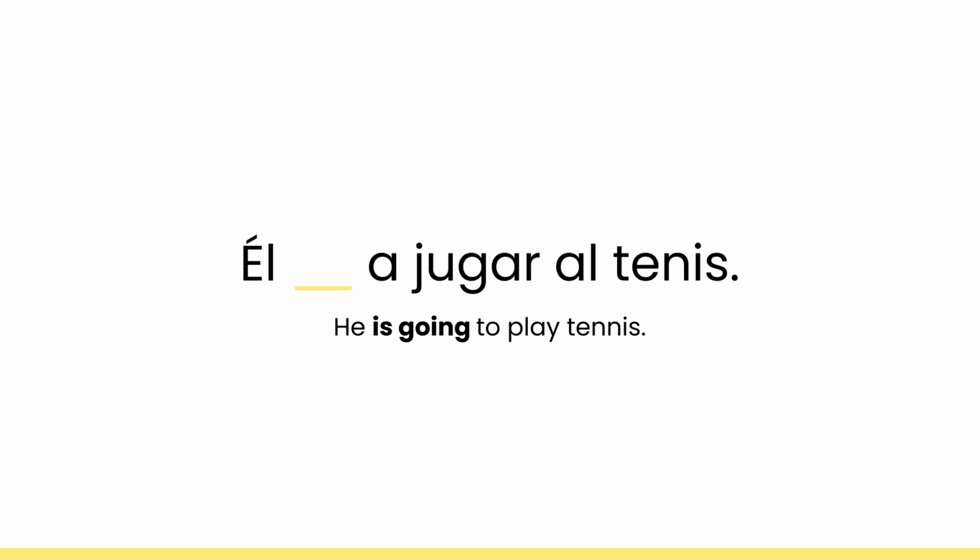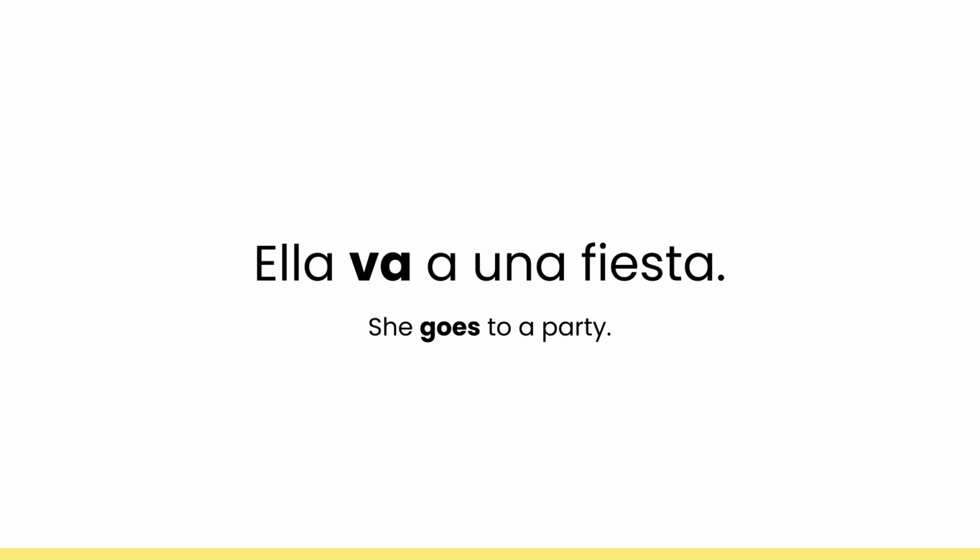Notice here that tennis is written with one N, because as I said in a previous lesson, we barely ever use double letters in Spanish. So tenis with just one N. Él va a jugar al tenis, which means he is going to play tennis or he goes to play tennis. In English, we would likely say he is going to play tennis because it feels more natural. And of course, we can also say ella va.